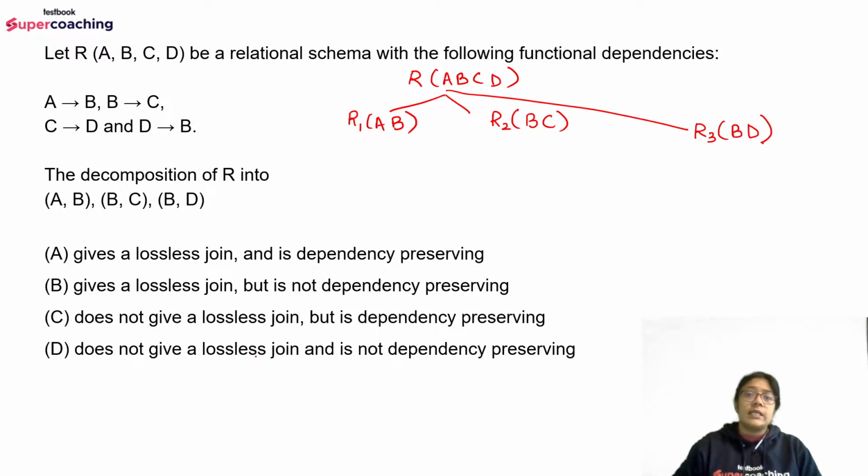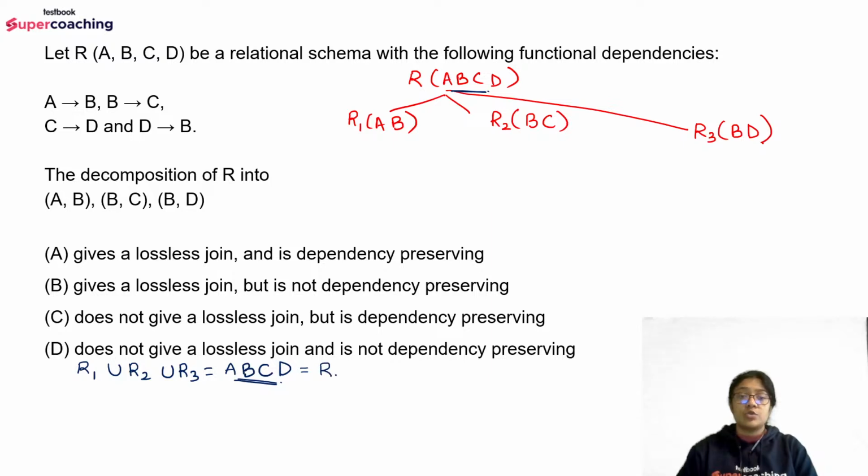First of all, let's see if this decomposition is lossless. How do we check for lossless? We need to find out the union of all the subrelations. R1 union R2 union R3. Which attributes are in R1? A and B. The attributes of R2 are B and C. The attributes of R3 are B and D. So 4 attributes are coming up. This is determining all the attributes of the relation R. So the first condition is true.